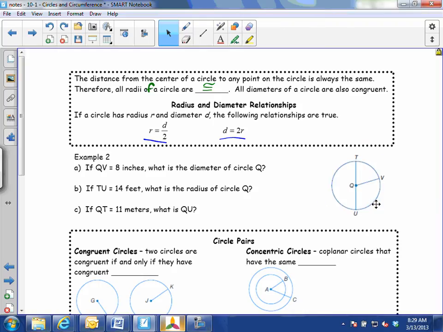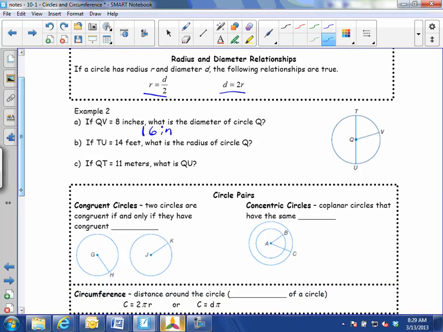In example 2, it says if QB is 8 inches, what is the diameter of this circle? 16 inches. I know because the diameter is 2 times the radius. All right, TV is 14. What's the radius? 7 inches. Okay, QT is 11 meters. What is QU? Good.